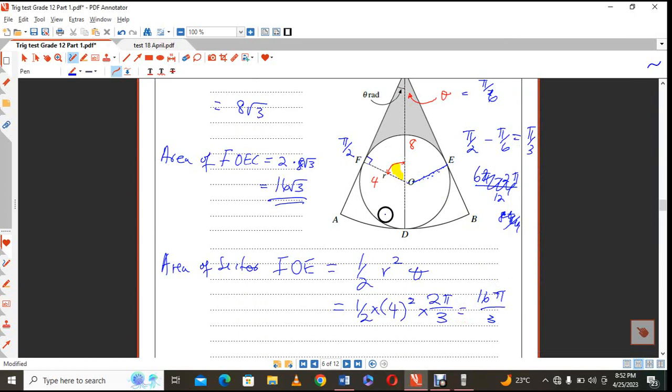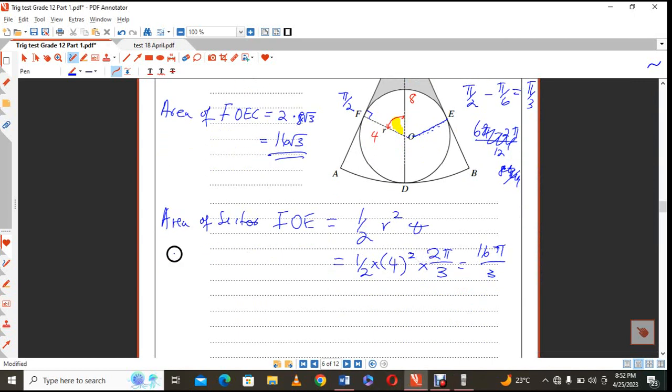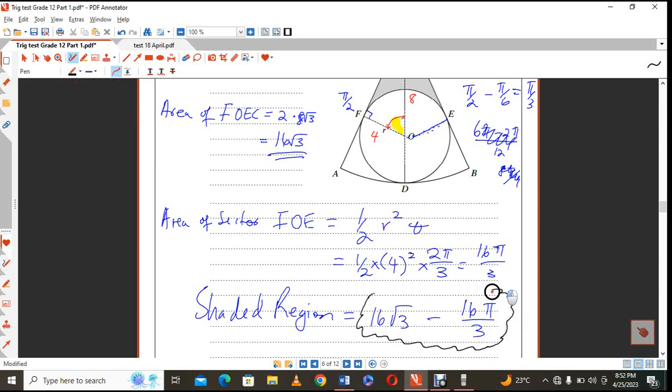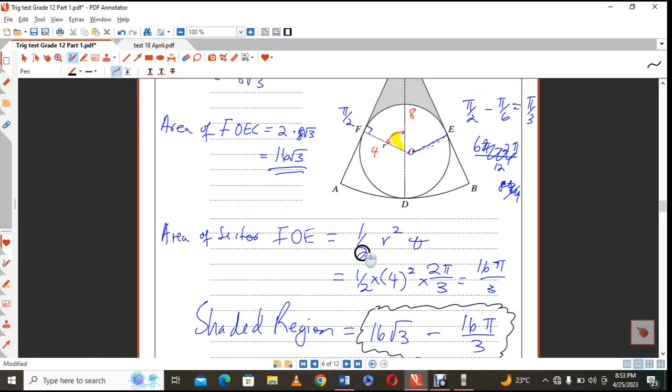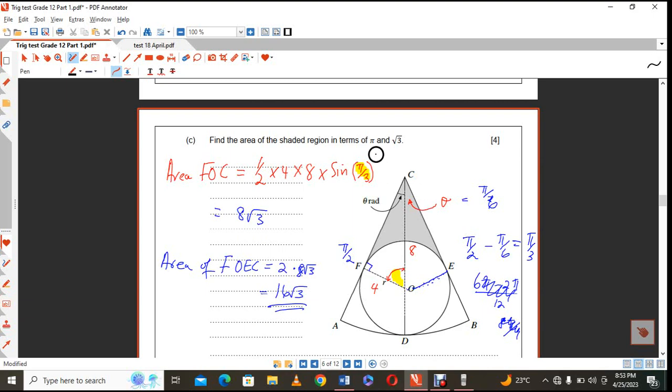So in order for us now to find the shaded area, I'm going to take that 16 root 3 minus 16 pi over 3. And that is the final answer because they said we must leave our answer in terms of pi and in terms of root 3. Do not go ahead and multiply it out.